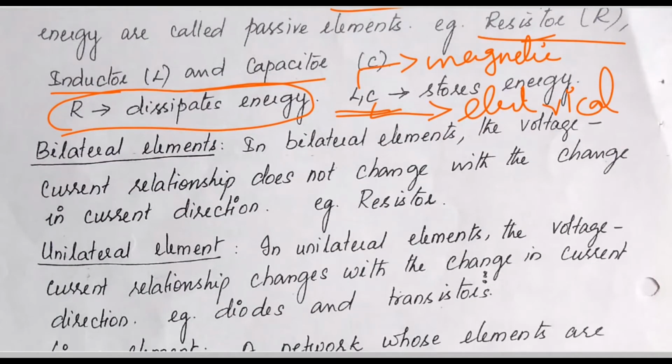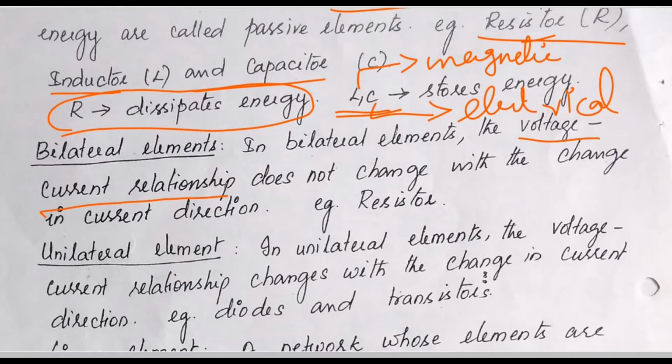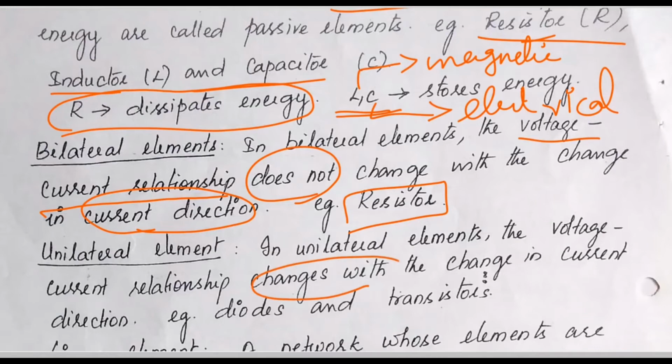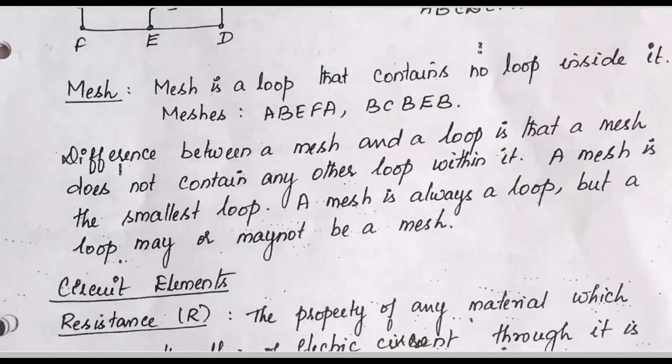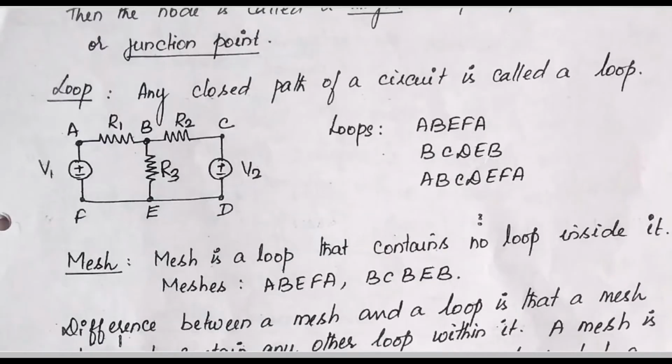Then bilateral element. In a bilateral element, the voltage-current relationship does not change with the change in current direction. The best example is a resistor. How, we will see in the problem solution side. Then unilateral element, where the voltage-current relationship changes with change in current direction. Examples, diodes and transistors.